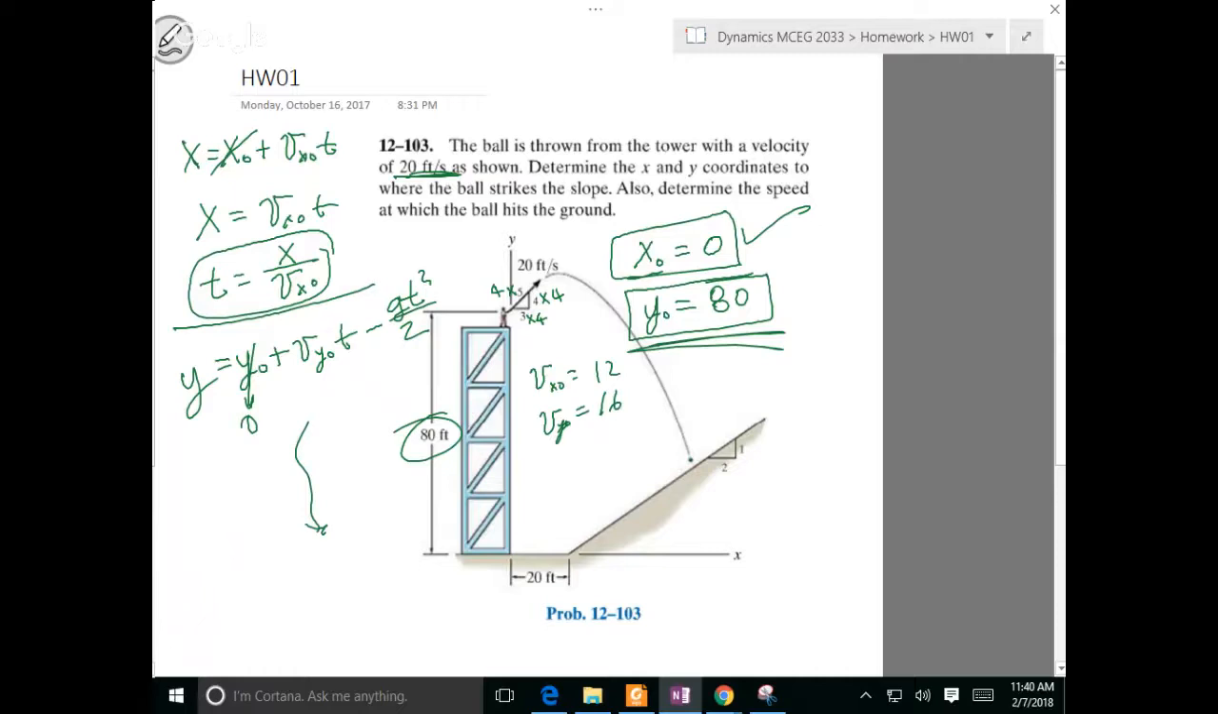I mean, he wants to know the X and Y coordinates. Okay, so let me go ahead and do one more step or two, because this is just the way I would do it. If you want to, you could try it the other way too. Vy naught, I just found it. Okay, y equals 16t minus 32.2 t squared over 2. So you've got an equation that sits here like that.